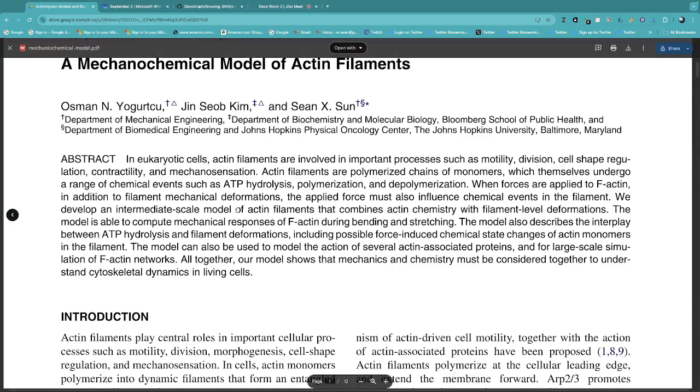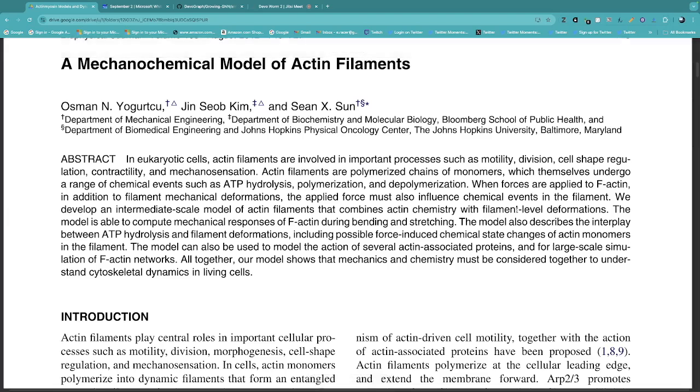We develop an intermediate scale model of actin filaments that combines actin chemistry with filament level deformation. So we have this actin chemistry on the one hand inside the actin fiber. We also have filament level deformation, so we have shape changes, shape deformations, and all those play a role in the network. So if you have these deformations, do those deformations propagate? Do they involve only one actin filament or many? Are they local or global? We also have changes in chemistry that hold the same properties. Are those unique to a single actin filament? Are they local changes? Are they global changes in the network? And how do they affect the network as a whole?